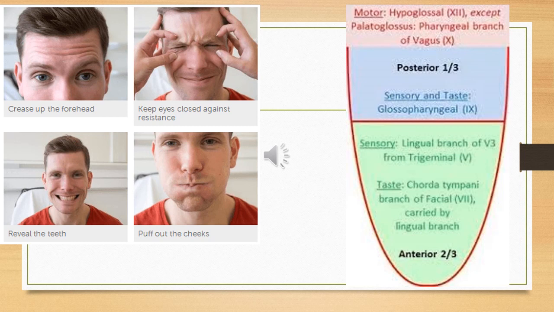Test also the taste of the posterior third of the tongue, which is carried by the glossopharyngeal nerve, the ninth cranial nerve. Also, when you are there, examine the hypoglossal nerve, as we will discuss later, and the vagus nerve.